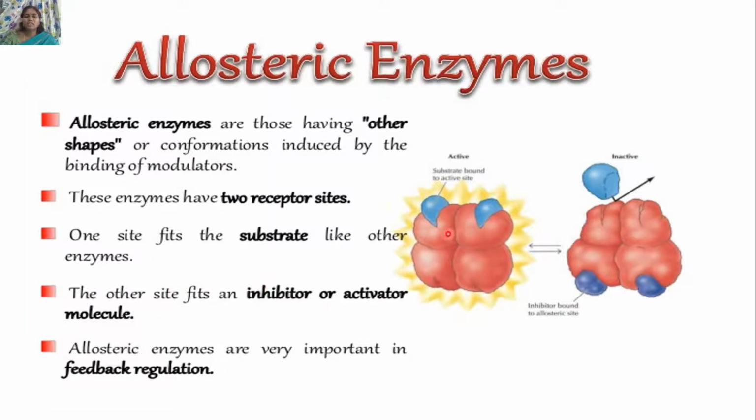The same thing. You can have multiple subunits in allosteric enzymes, so there are other conformations induced by the binding of modulators. As I told you, the compounds which bind to the other site of the enzyme may activate the enzyme or inhibit it. One site fits the substrate like other enzymes, and the other site fits the inhibitor or activator molecules. We call them modulators. Allosteric enzymes are very important in feedback regulation. This is the allosteric site: when this site binds, the active site changes its shape, so the substrate cannot bind.